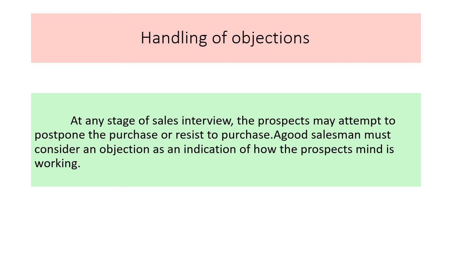The sixth stage is handling of objections. At any stage of the sales interview, the prospect may attempt to postpone the purchase or resist the purchase. A good salesman must consider an objection as an indication of how the prospect's mind is working. The clever salesman should welcome an objection, interpret it correctly, and avoid it tactfully without arguing with the customer.